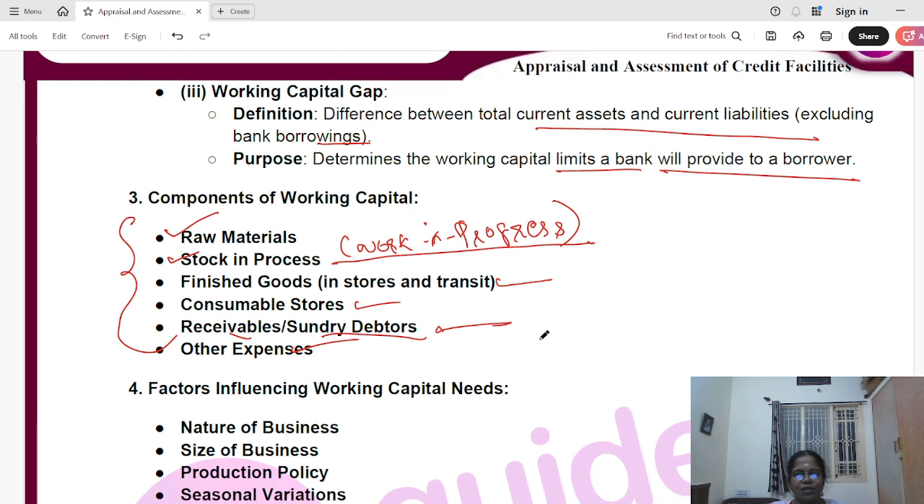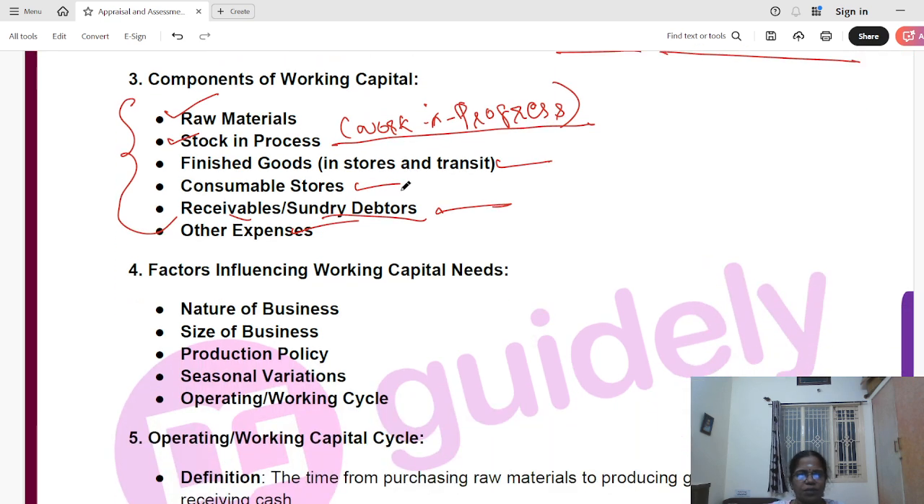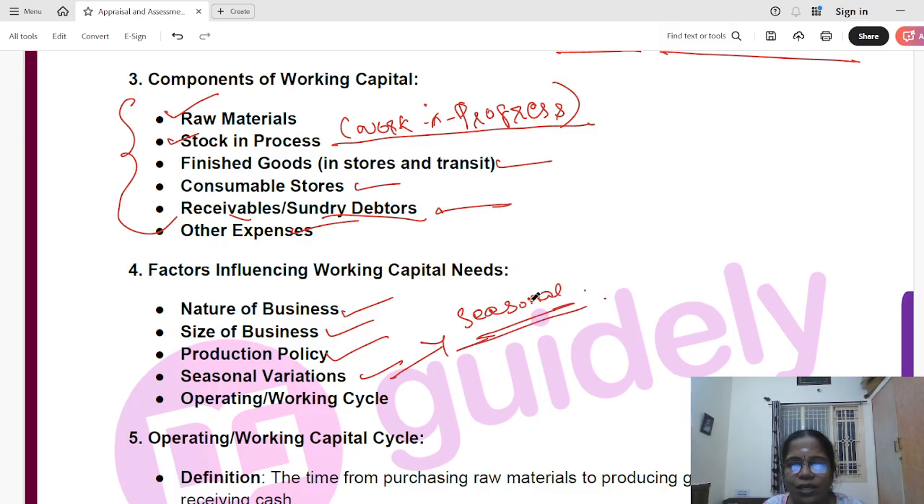So the factors influencing working capital needs depend upon the nature of a business. Working capital need does not remain the same for all businesses. It depends upon the nature of the business they are carrying on. And the size of a business is also one of the important factors to decide the working capital requirements of a business. What is their production policy? Then seasonal variation. Some products are seasonal based products. When it comes to seasonal variations, the working capital needs also will increase or decrease.